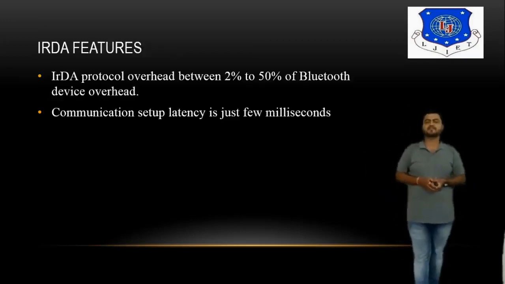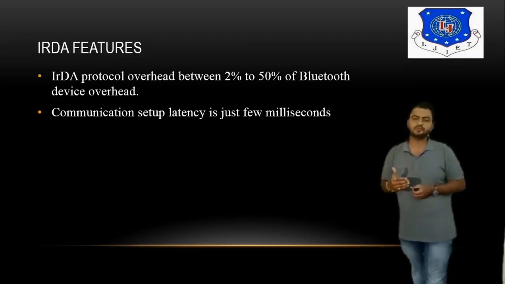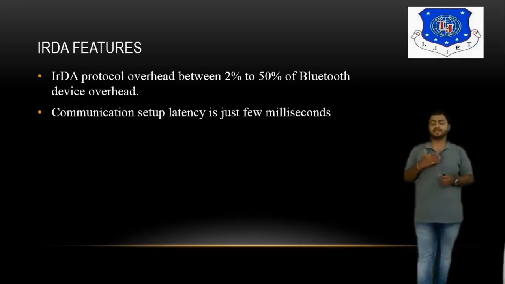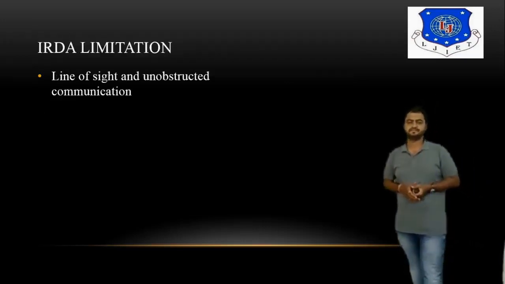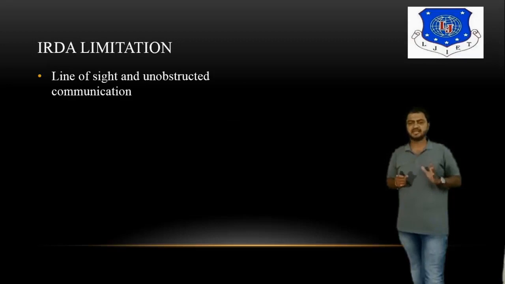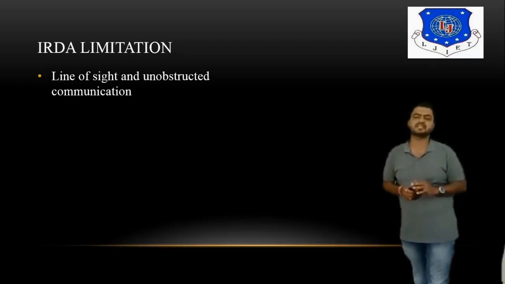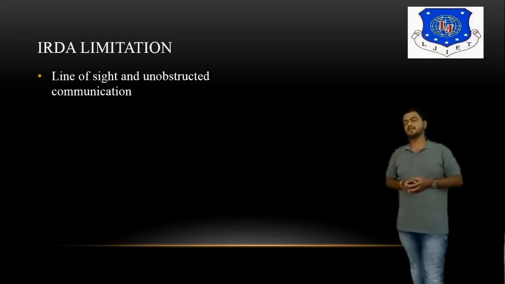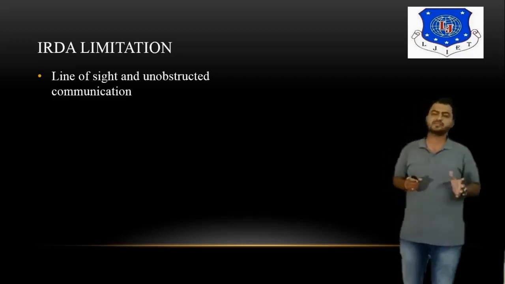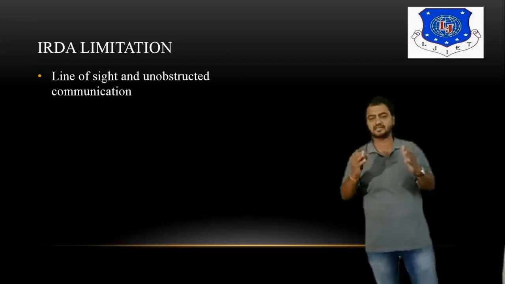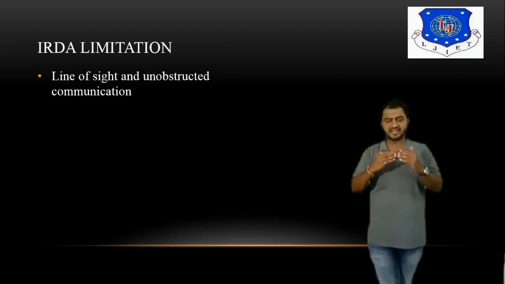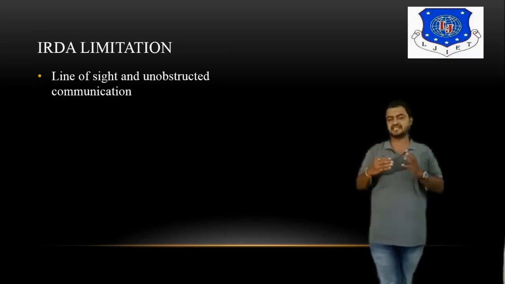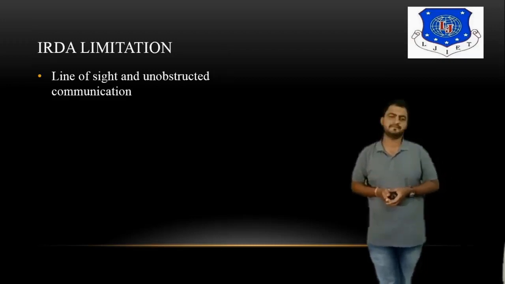IrDA features. The IrDA protocol overhead is between 2 to 50%, and the latency is just a few milliseconds. So its response time is very fast if we are talking about an IrDA system. Now we are talking about IrDA limitations. The IrDA limitation is line of sight and unobstructed communication. Line of sight means we need a very clear vision, a particular area that has very few buildings, trees and structures, otherwise line of sight is not possible there.